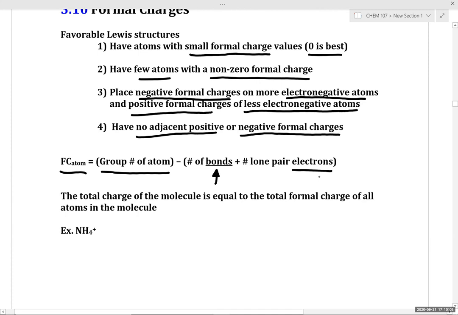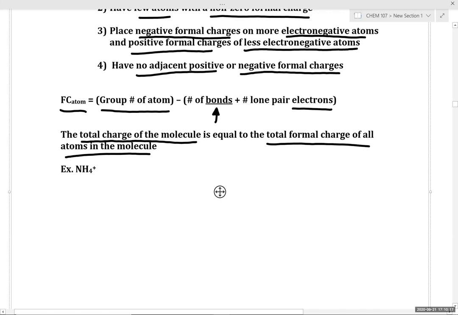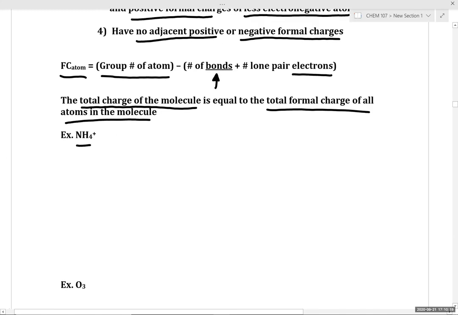Okay, so let's see how this works out, and let's talk about a trick for formal charge. The total charge of our molecule is equal to the total formal charge of all atoms in our molecule. So if we look at something like ammonium, let's start from scratch. We have 5 electrons from nitrogen, 1 electron from hydrogen, and we have 4 of them. And then since we have a +1 charge, we subtract 1 electron from our total. That gives us 8 electrons.